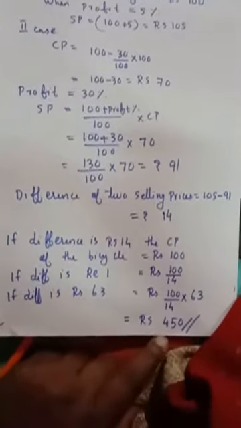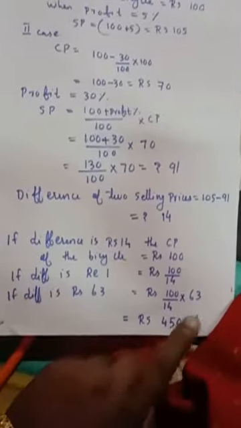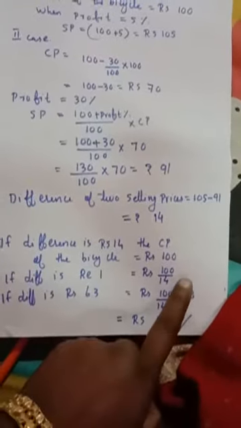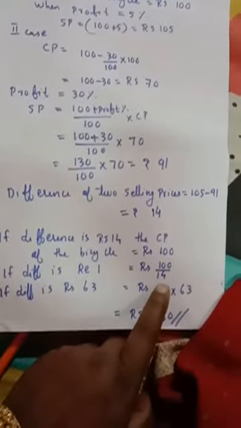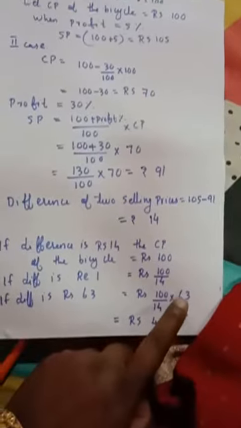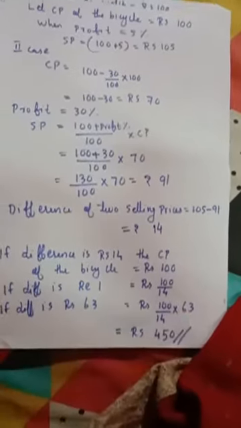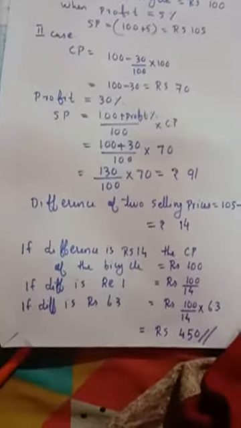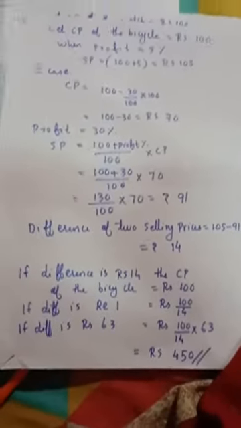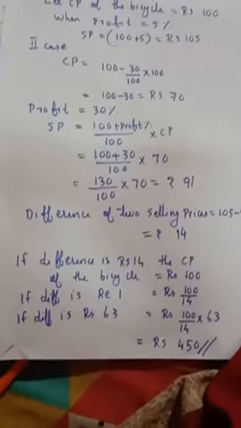After cancellation, 450. 2 7s are 14, then 9 7s are 63. 2 and 50, how much? Then 50 into 9, 450. Clear? Same as the previous question. You just read the question 3 times and understand what they asked.